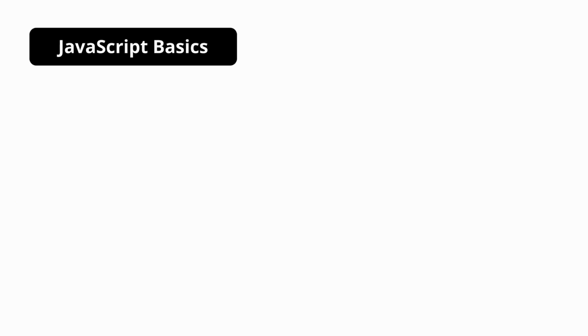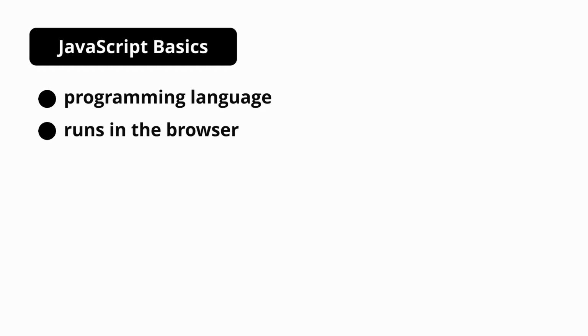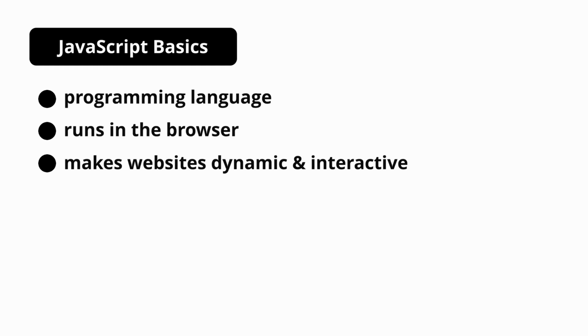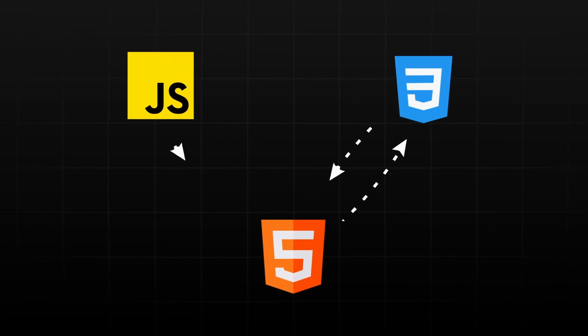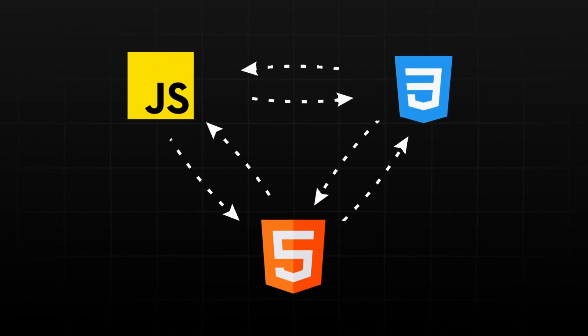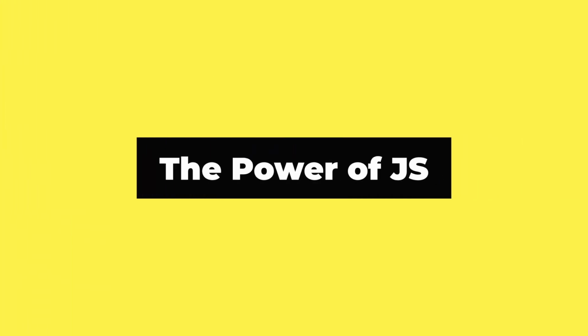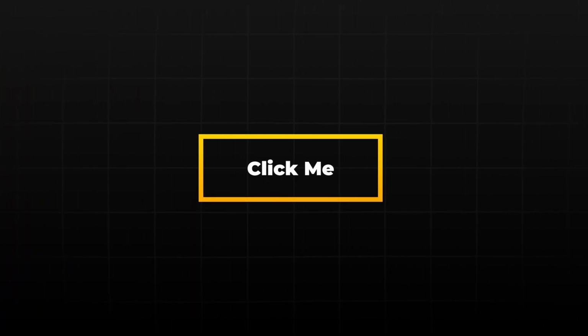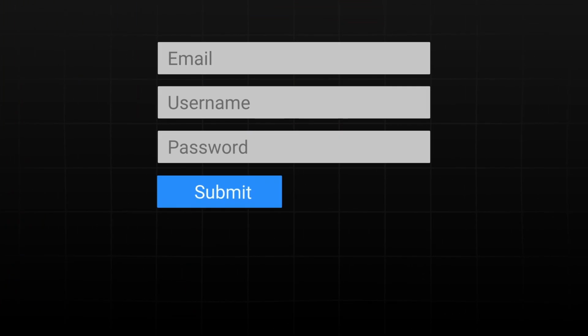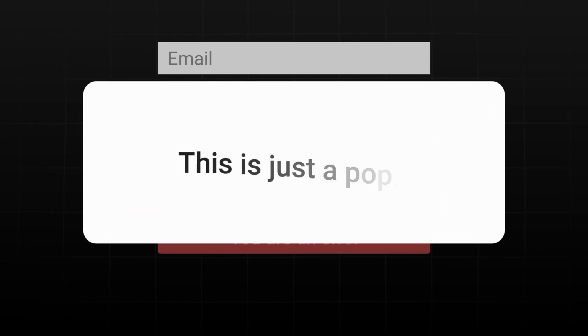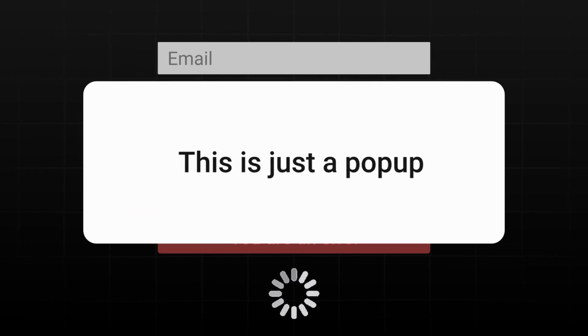What is JavaScript? JavaScript is a programming language that runs directly in the browser. It allows websites to be dynamic and interactive. It works hand in hand with HTML for structure and CSS for design. But what can JavaScript actually do? It can react to user actions like clicks, typing or scrolling. It can change content and styles dynamically, validate forms, show pop-ups or even load new data, all without reloading the page.